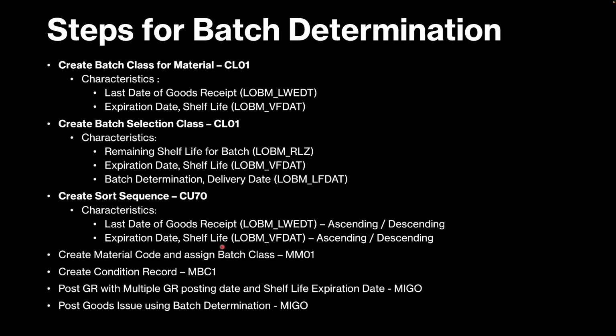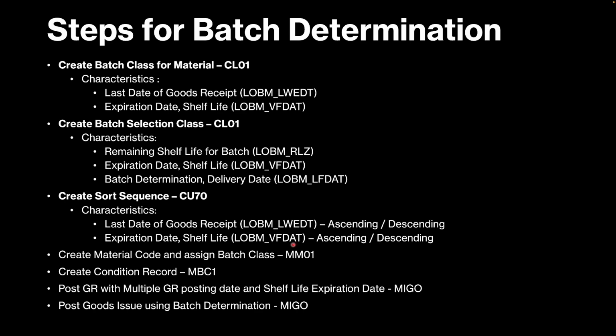For the FIFO and LIFO methods, you will use the characteristic last date of goods receipt, and you will use ascending for the FIFO method and descending for the LIFO method. Then for first expiry first out, you will use the expiration date shelf life and you will use the ascending method. In certain rare cases, you also use last expiry. In that case, you will have to use the descending method.